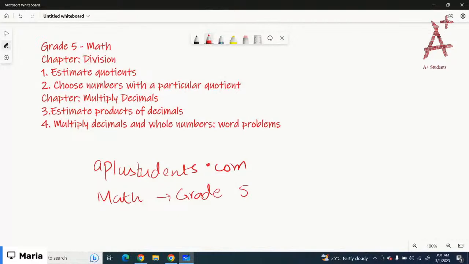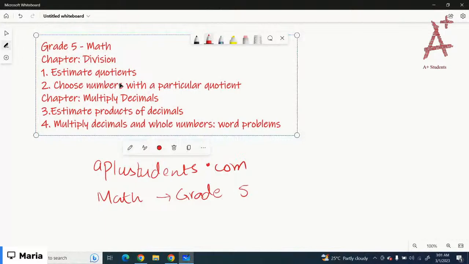There you can find a list of the chapters. We're going to start with the chapter division. The lessons we're going to cover today from the chapter are estimate quotients and choose numbers with a particular quotient. Then we'll start a new chapter, multiply decimals. The lessons we're going to cover from that chapter are estimate products of decimals and multiply decimals and whole numbers word problems. So let's start with the first lesson, estimate quotients from the chapter division.